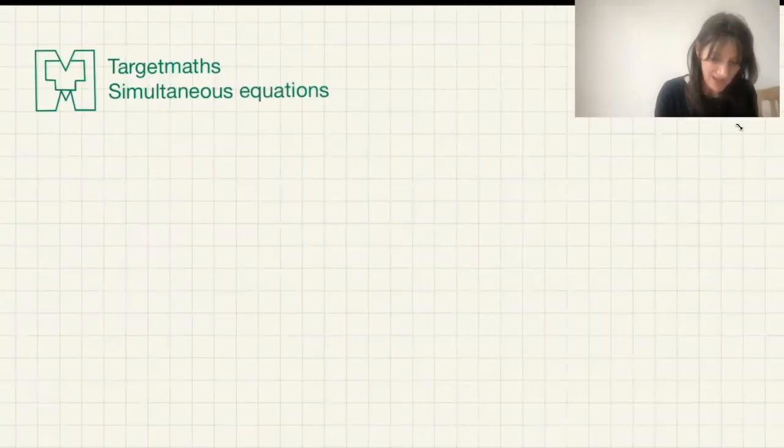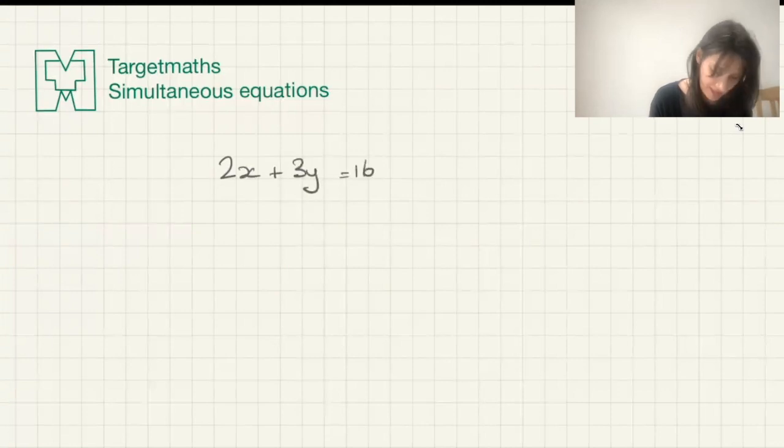So you may or may not want to just have a go. Don't like the thickness of that. Let's change that. There we go. 2x plus 3y equals 16. And x minus y equals minus 2.